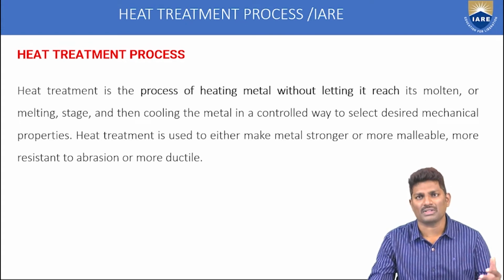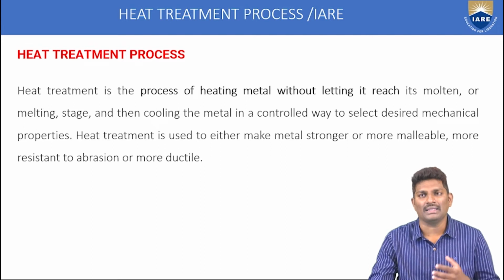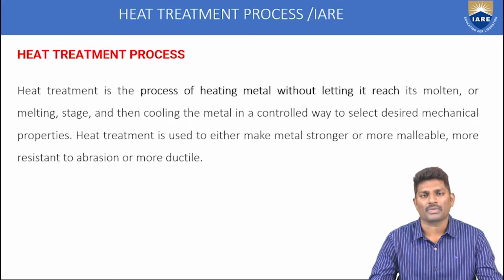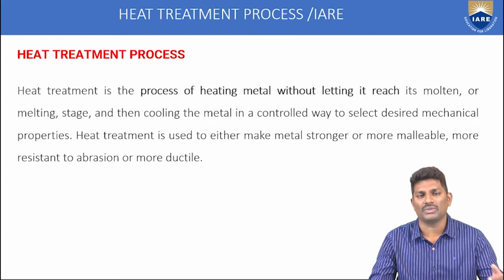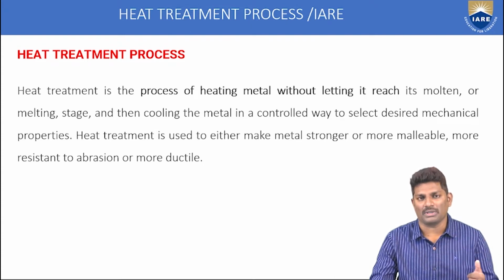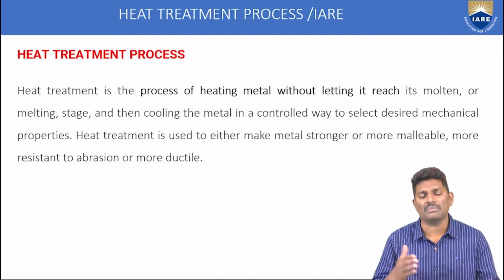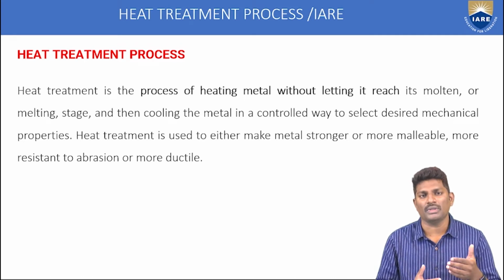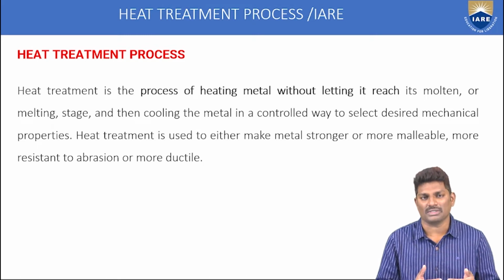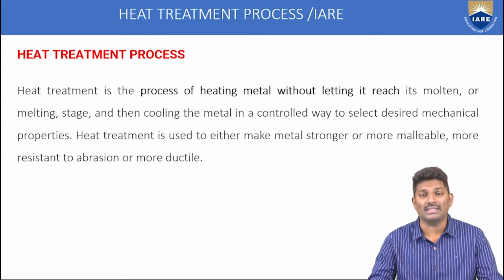Generally, the heat treatment process is the process of heating the metal without reaching the melting temperature. That means you are heating the metal to change the mechanical properties or to get some enhancement in the properties. But what is the condition? Without reaching the melting temperature. If you reach the melting temperature, what happens? The metal gets melted, and once the metal gets melted, you can't do any heat treatment process. So before reaching the molten state, you have to do the heat treatment process.